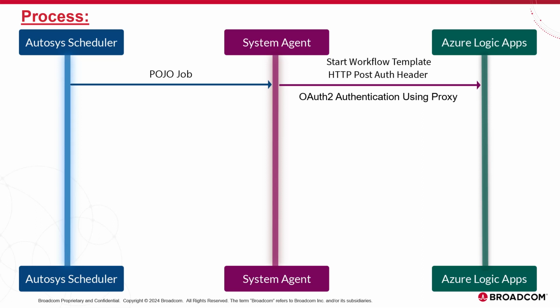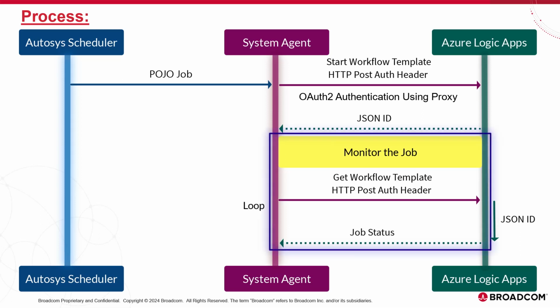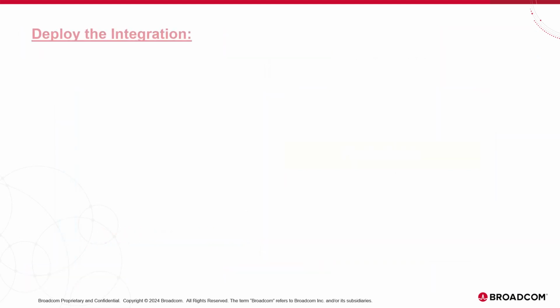The Azure Logic Apps server identifies the matching job and executes it. The job execution returns a JSON response which contains the execution details. Both the Azure Logic Apps server and system agent then monitor the job until it reaches its final state. Once the final state is obtained from Azure Logic Apps, the job status in AutoSys is updated accordingly as either canceled, succeeded, or failed. Let's look at how to deploy the integration.